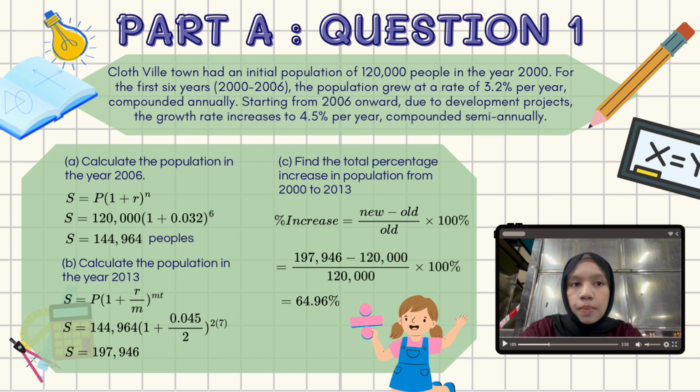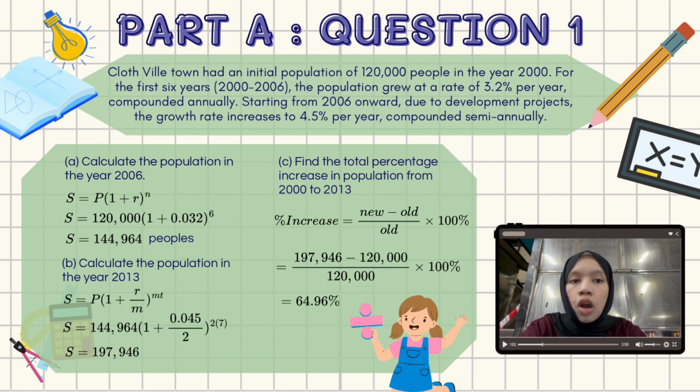For part B, after 2006, the growth rate increased to 4.5% per year. That's compounded semi-annually, meaning twice a year. So we use the formula S equals P times open bracket 1 plus R over M close bracket to the power of mt. Plugging in the values, we get 144,964 times open bracket 1 plus 0.045 divided by 2 close bracket to the power of 2 times 7. This gives a population of around 197,946 in 2013.